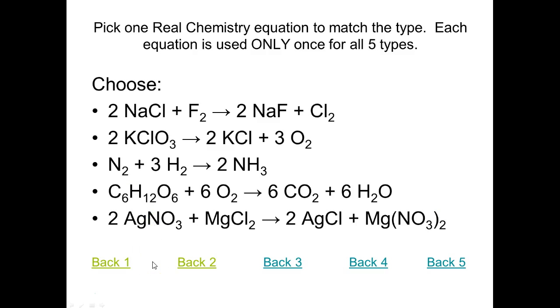We have used number 2 and number 3 previously, and if you look at these again, you can see that number 1 has a compound and a single element. Even though it has a diatomic, it's a compound and a single element, forming a new compound and a new single element. So number 1 is the single displacement or single replacement.